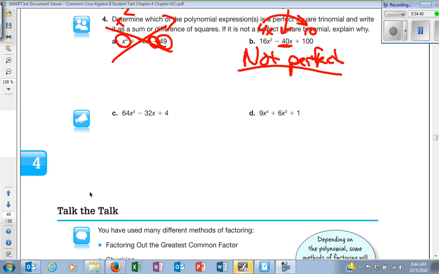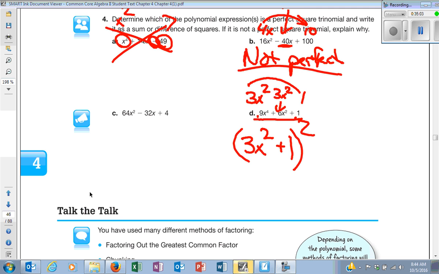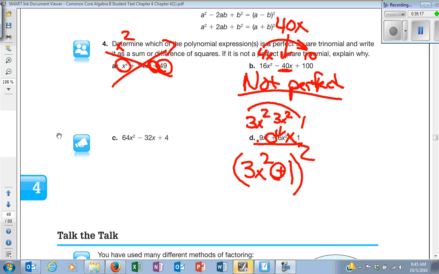Hopefully they give us one that actually works. This one works. What's the square root of this? 3x squared. What's the square root of this? 1. This times this is 3x squared. Doubled it. Does that get me this? Then this is an example of a perfect square. And the way you factor that is 3x squared plus 1 squared. How did I know it was a plus right here? Not because of this guy, because of this guy. We've done perfect squares in class. That's just a recap to kind of help you out. Yes? Thank you. I know it's long.